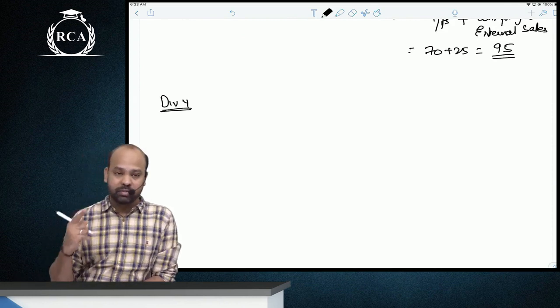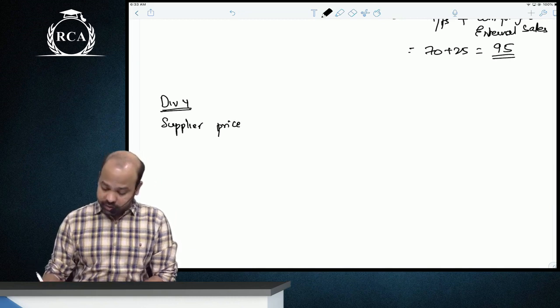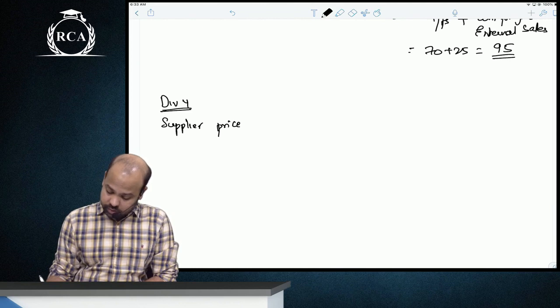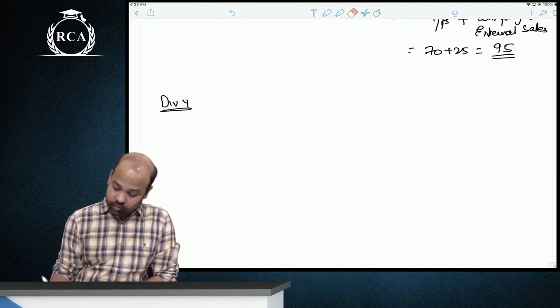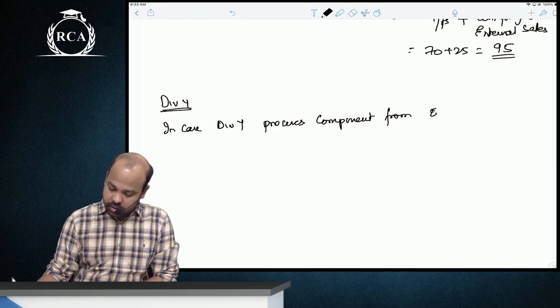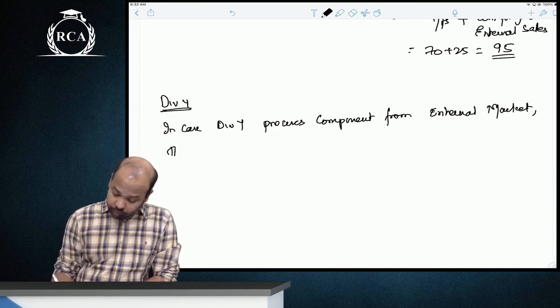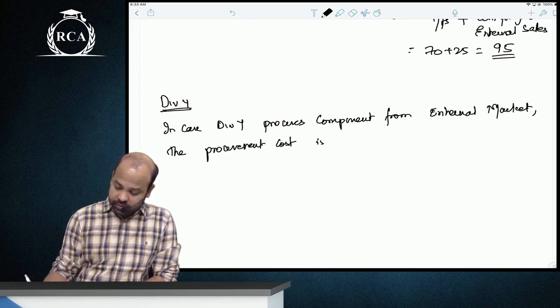Maximum transfer price. First important thing is the supplier price. In case division Y procures the component from the external market, let us not forget that the procurement price is 85 rupees.